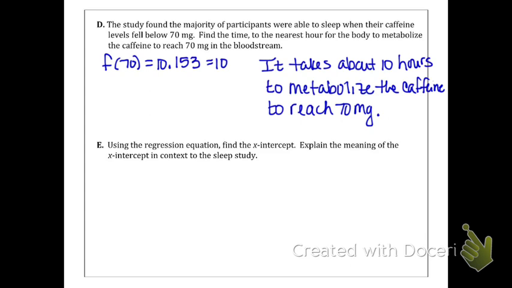And E says, using the regression equation, find the x-intercept, and explain the meaning of the x-intercept in context to the sleep study. So remember, your x-intercept is when your y value is 0. So I'm going to put where y2 is equal to 0. I'm going to extend my graph a little bit more, and when I find its intersection, it is at 285.963 milligrams.